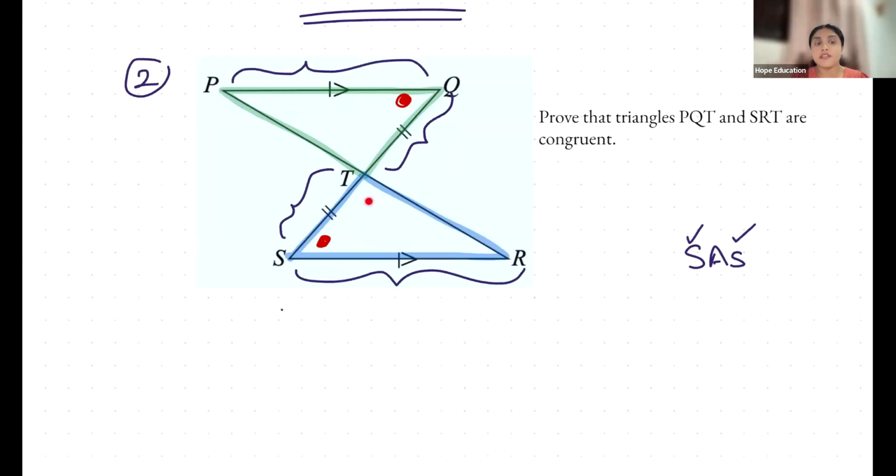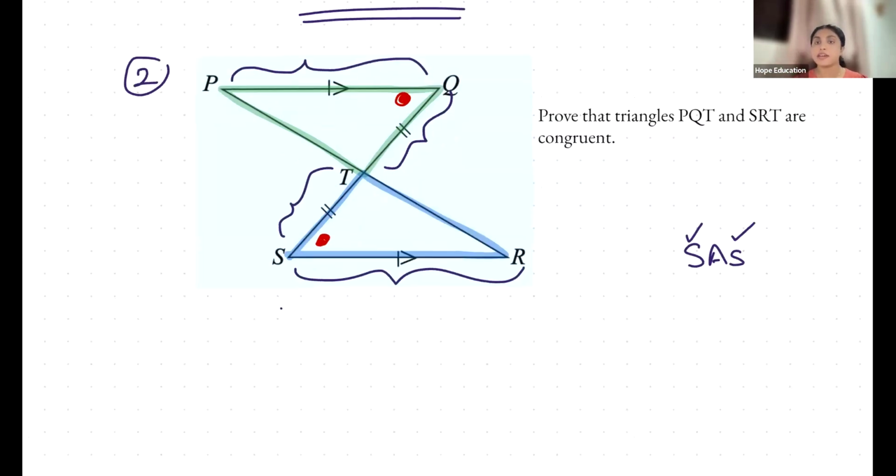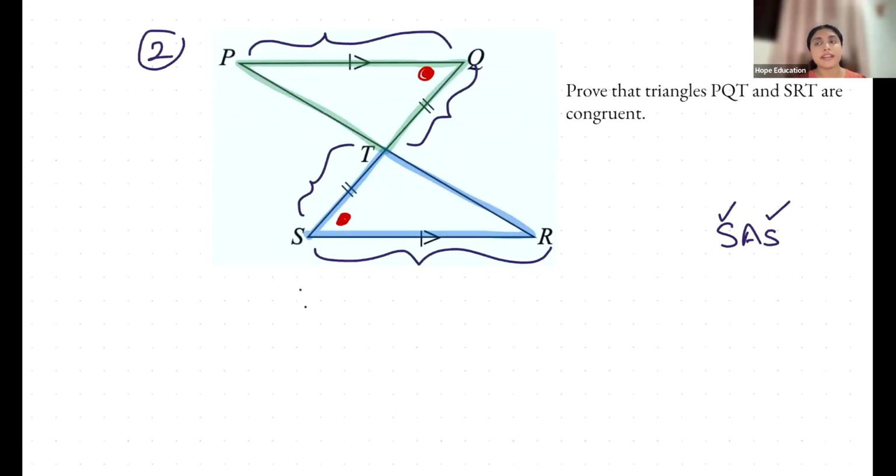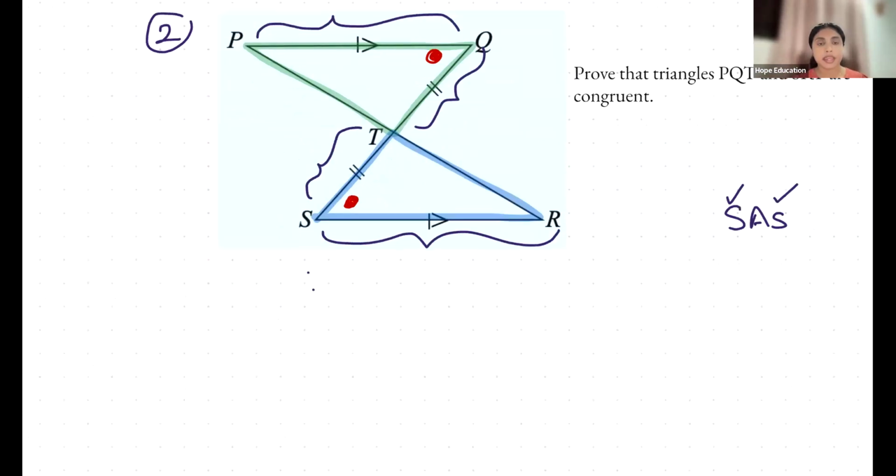Now it's just a matter of writing. So let's write. So the two triangles are PQT and SRT. So first I will write the topic. You might think, what's the point of writing a topic? Don't think about the point, just write. Because in the future, you will see how important that is. P, Q, T, and S, R, T.